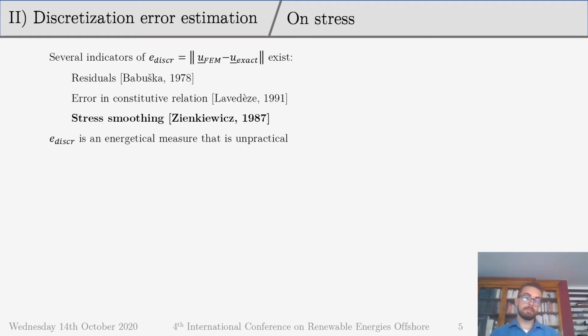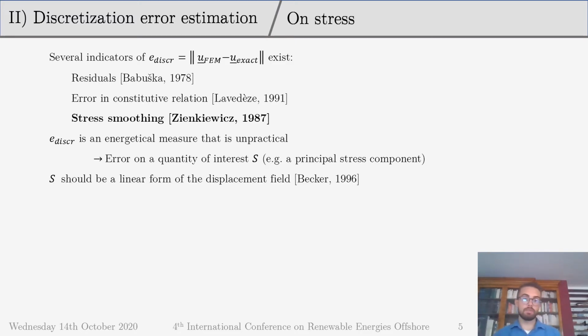The problem with this error of discretization is that it is an energetic measure, and usually the output of your FEM code is on a quantity of interest S that may be, for example, a principal stress component at a hotspot of your structure. To compute this error of discretization on S, you will need S to be a linear form of the displacement field. Then what it requires is to solve an adjoint problem.